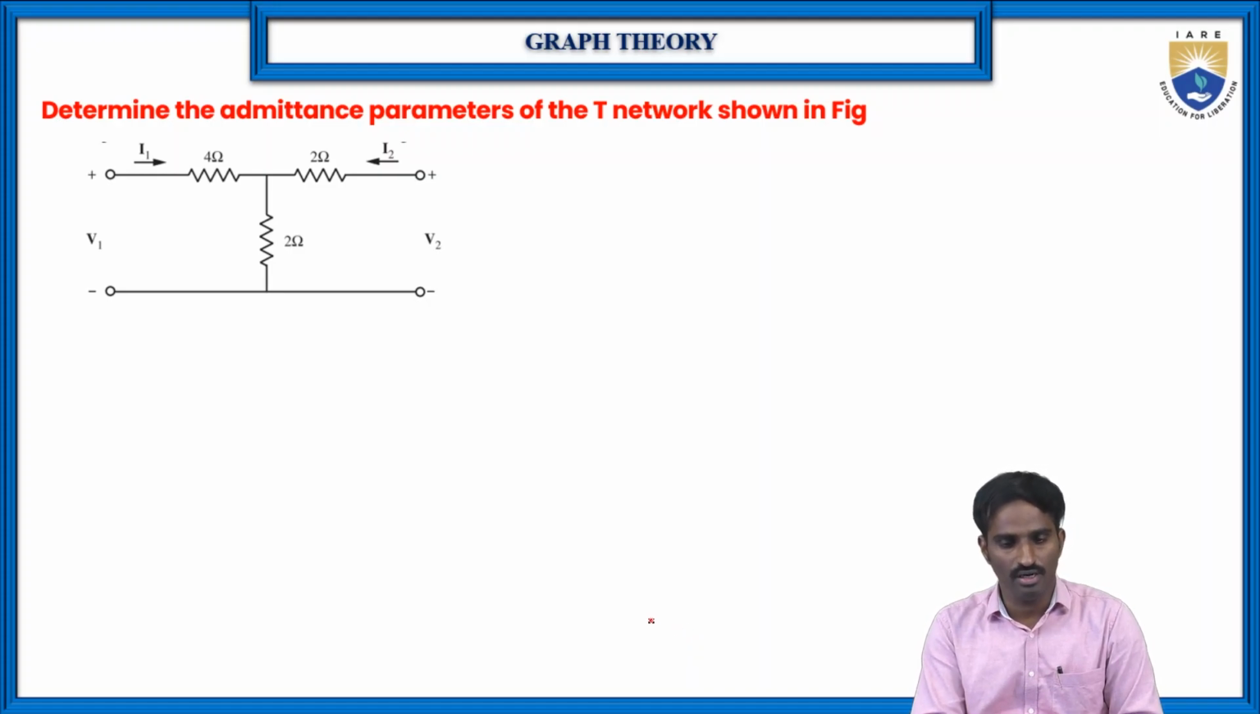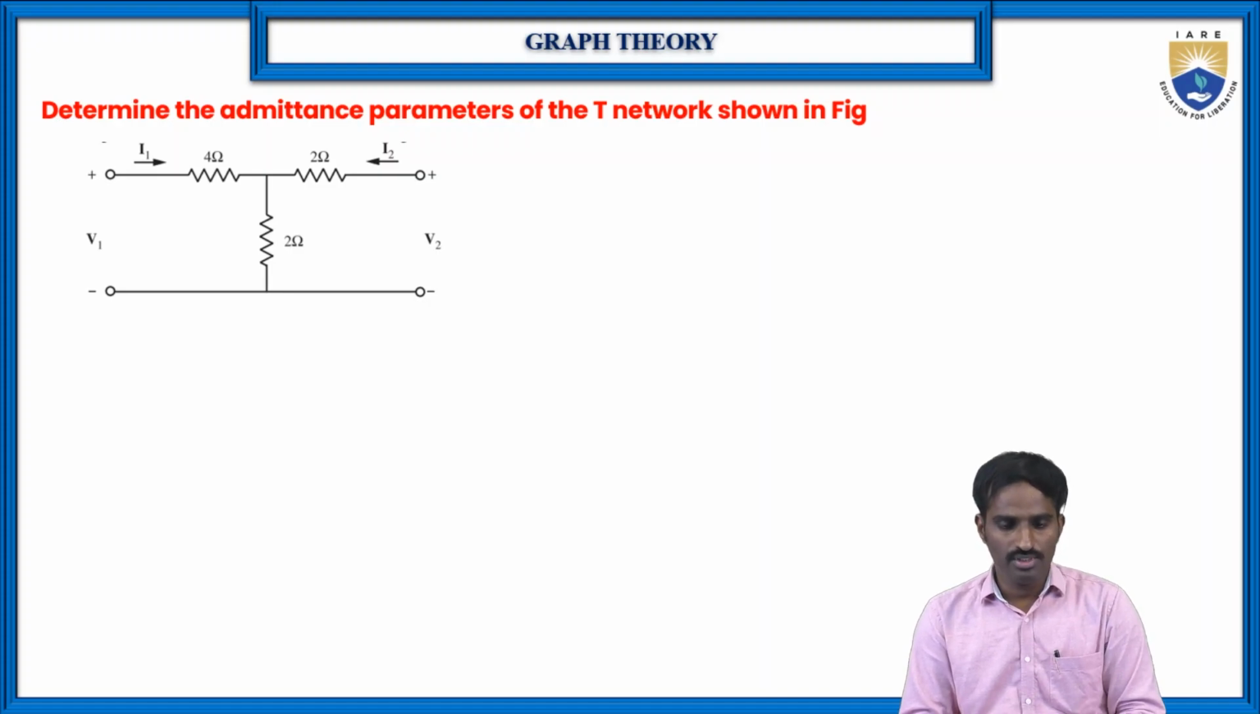Especially on Y parameters, we can also call them admittance parameters, and also short circuit parameters. Why we call them short circuit parameters, we will discuss by solving various problems from this module. First, let me consider a simple T network to determine the admittance parameters, also called Y parameters, for the given circuit shown in the figure.